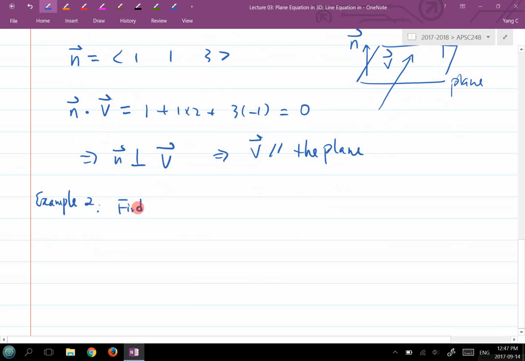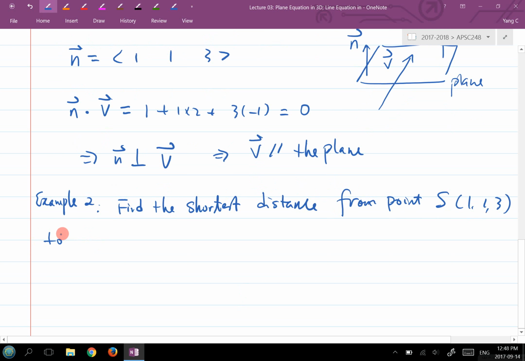So here I want you to find the shortest distance from a point, the point has coordinates 1, 1, 3, to a plane. So find the shortest distance from a point to a plane.